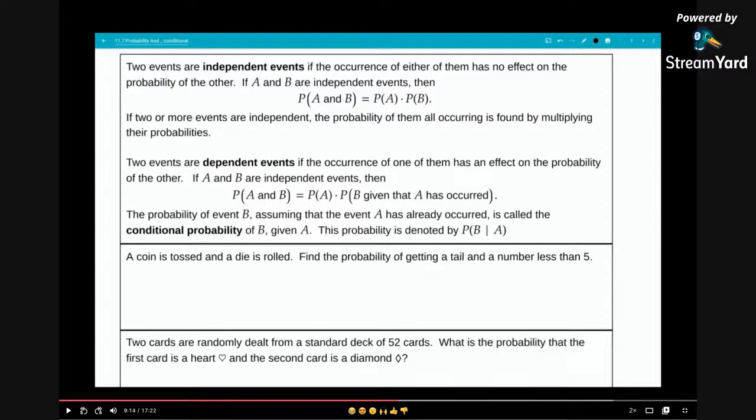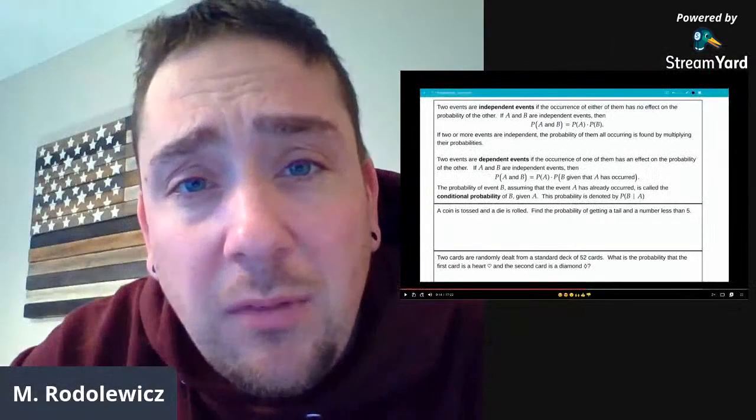So if A and B are dependent events, then the probability of A and B, you're still going to multiply, and we'll talk more about this through the lesson. It's the probability of A multiplied by the probability of B given that A has occurred. So what does that mean? We'll do an example in a minute, but I just want to write it as that.